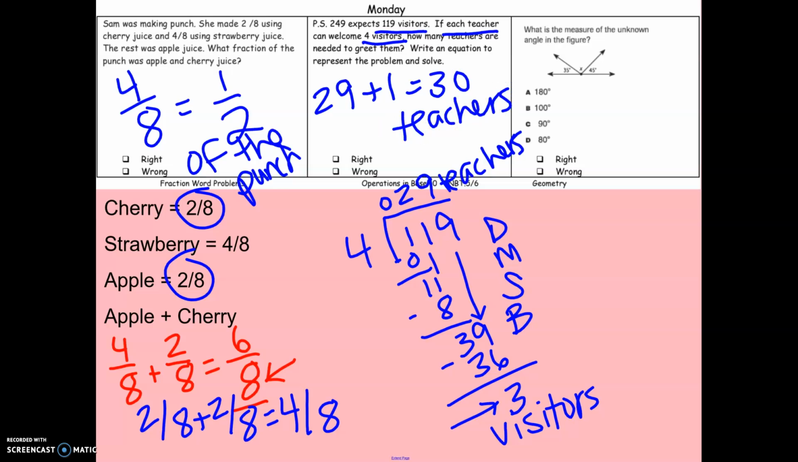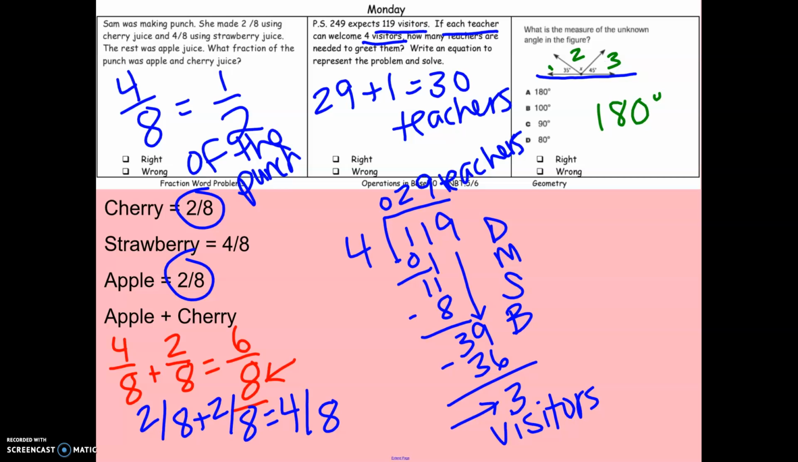All right, and let's look at the last problem. What is the measure of the unknown angle in the figure? The first thing I'm seeing is a straight line on the bottom. I know that straight lines are 180 degrees. Now, I know that the whole thing is 180, and if I add up this one and this one and this one, they should equal 180.